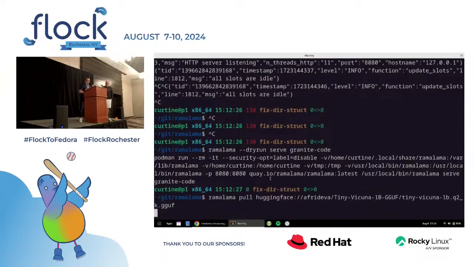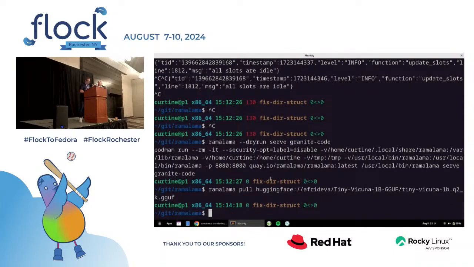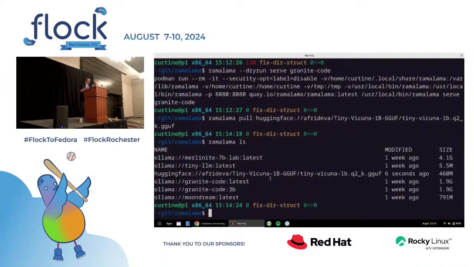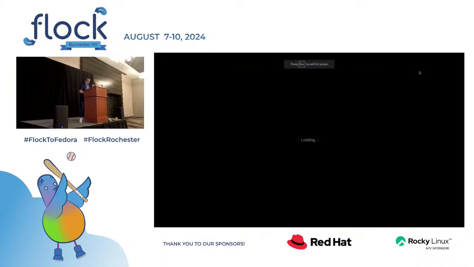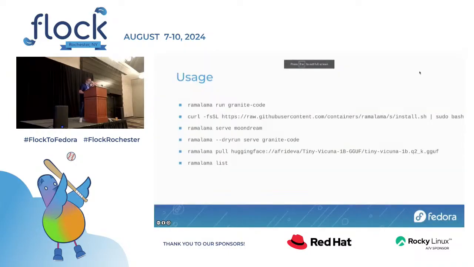But in this case, I'm pulling from Hugging Face, and we have support for that. And you can check what models you have. These are some models I downloaded in the last few days. You can see there are 5 different models from the Ramalama registry, and one from Hugging Face. Excuse me. And that's kind of it. It's very early development. I just wanted to show you some of the high-level features.